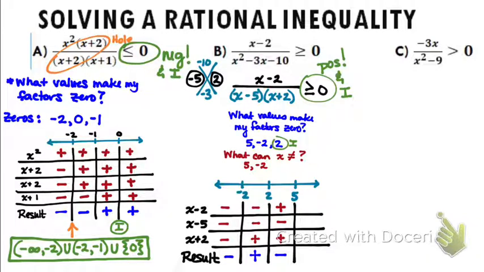And last column, test value bigger than 5. What's going to be true all the way down? They're all going to be positives for a positive result here.